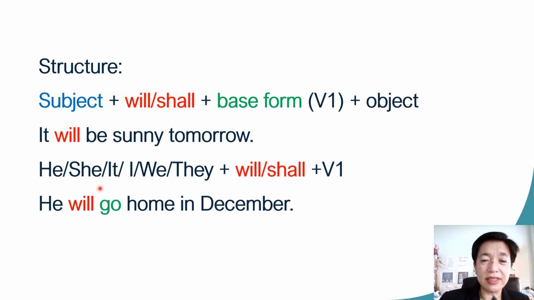With pronouns, you just add will and shall plus the base form of the verb, like in this example. So we can say, he will go home in December.